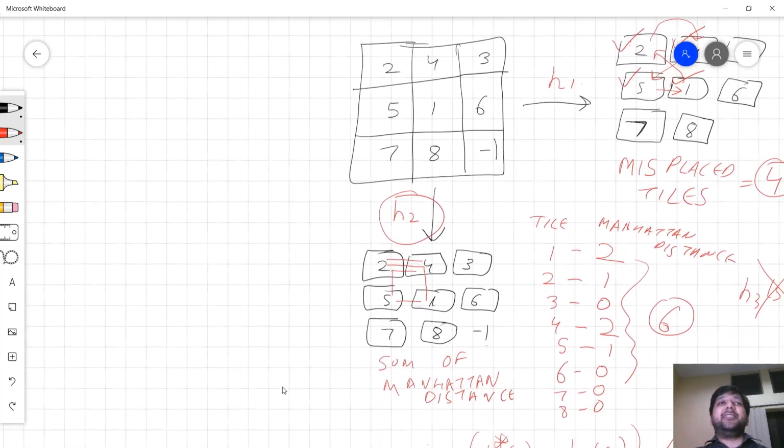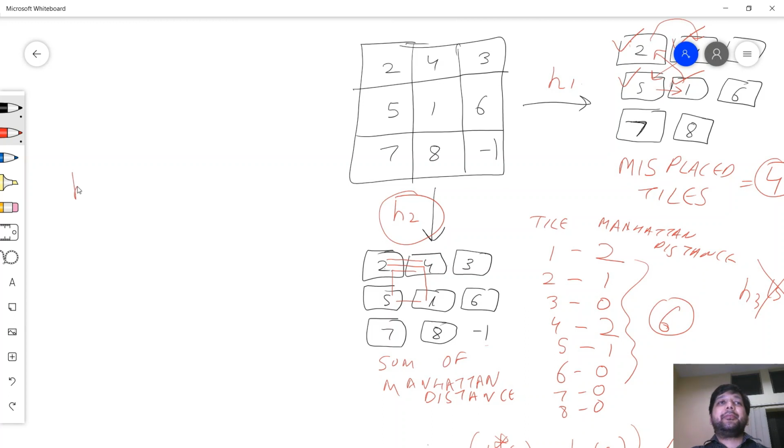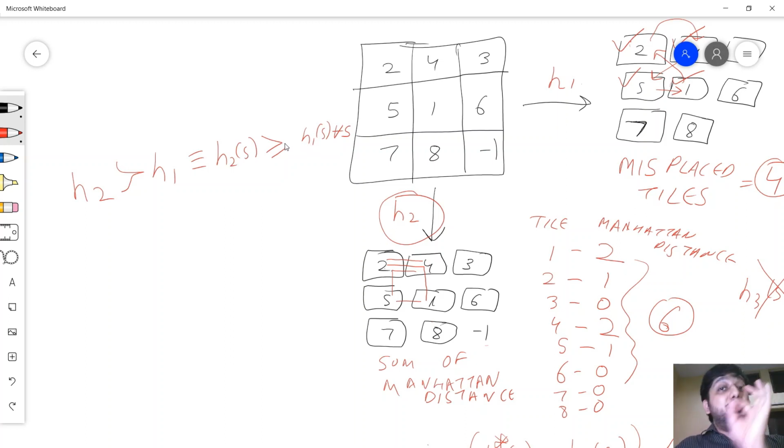And mathematically, we write this as h2 dominates h1, because h2 of s is always greater than or equal to h1 of s for all s. So h2 dominates h1 because h2 always gives a value which is greater, and therefore it's better, assuming both of them take approximately the same computation time, which is true in this case.